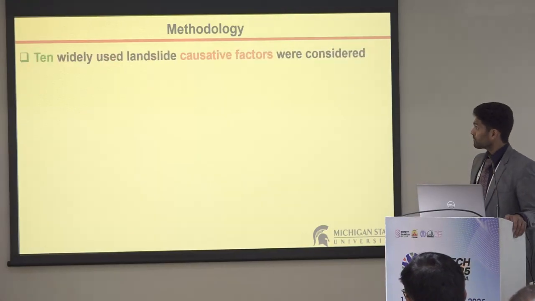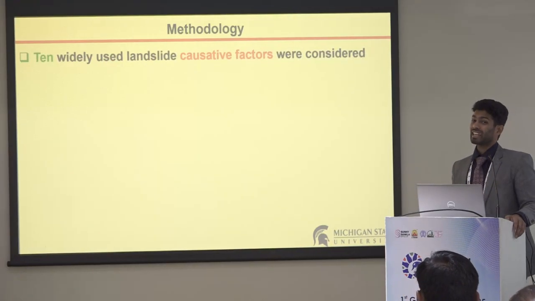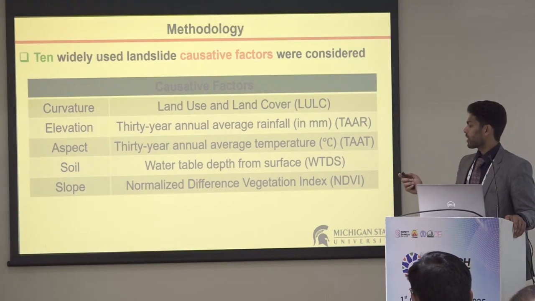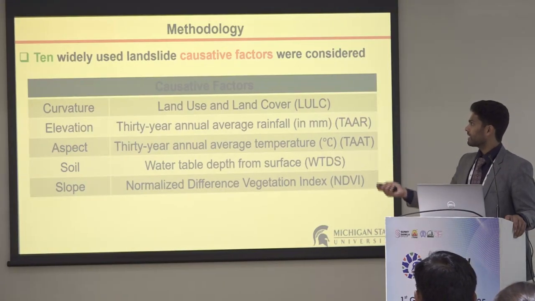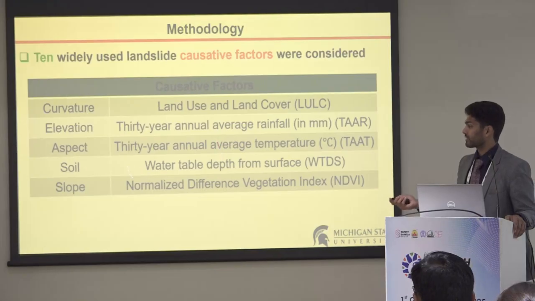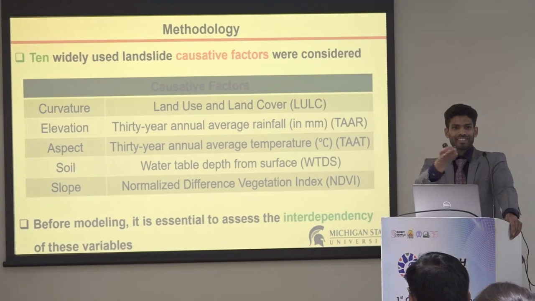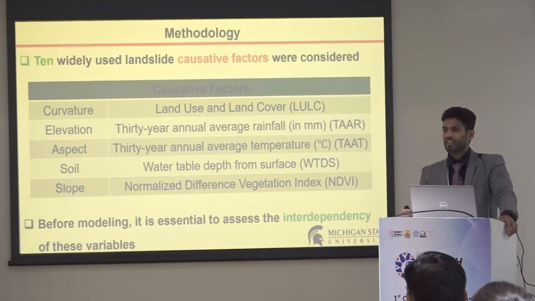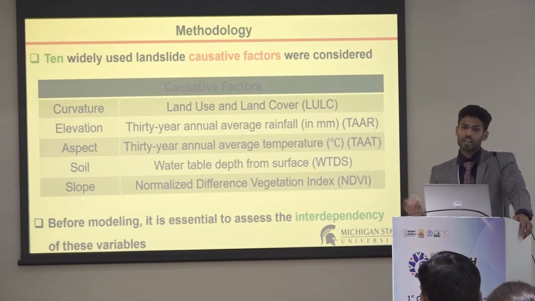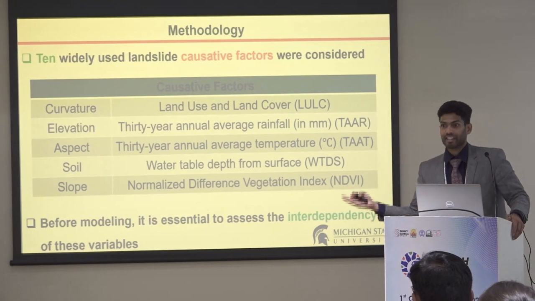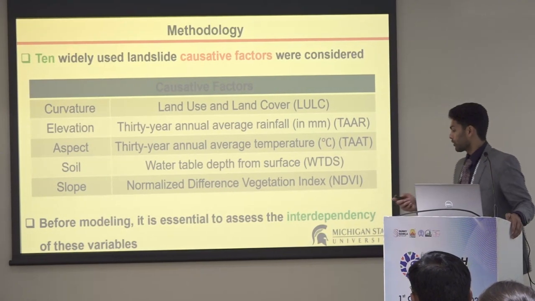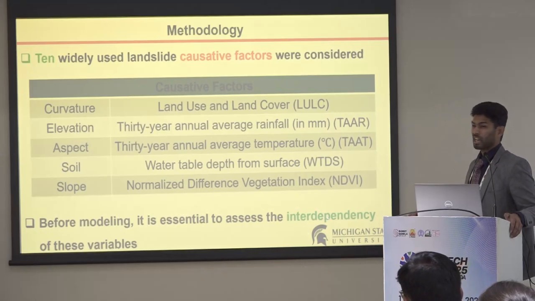And we collected 10 causative factors based upon the literature study. These are the 10 causative factors that were collected. Before we even use them, since I saw a lot of the audience have already done modeling, we want to do multicollinearity analysis, right? That's the first thing, to make sure whether they are interdependent or not.